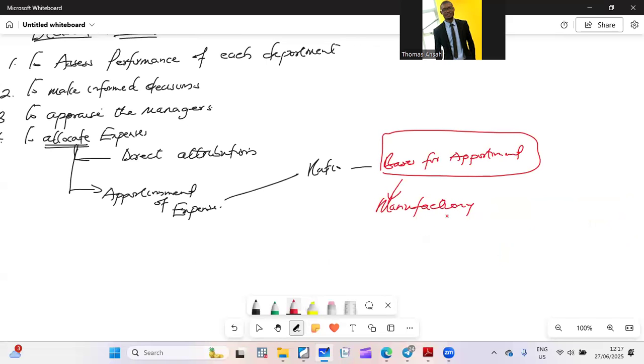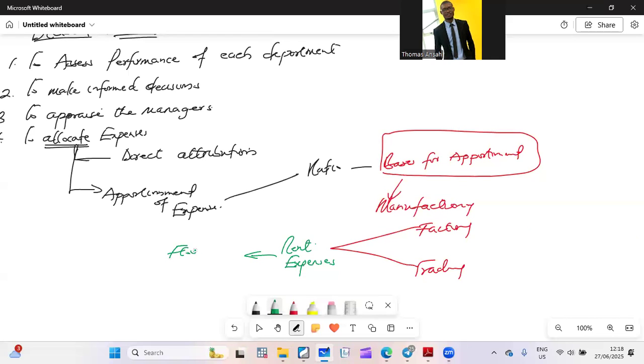For example, in manufacturing account, we have the manufacturing department, which is the factory, and we also have the trading department. Now, if you take an expense like rent, there must be a basis for sharing the rent expense. We have so many bases of apportionment. For rent, you can use the floor space. You don't need to memorize these things because an examiner is meant to help you know your basis of apportionment at this level.